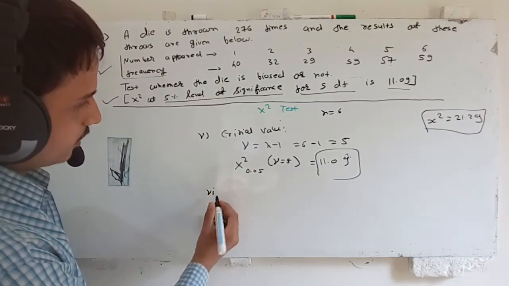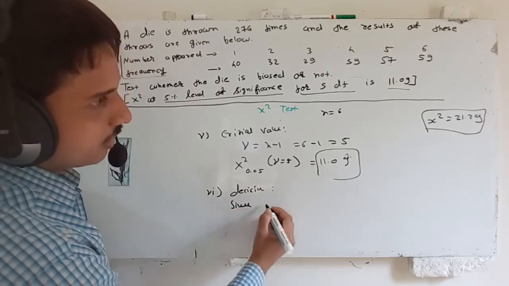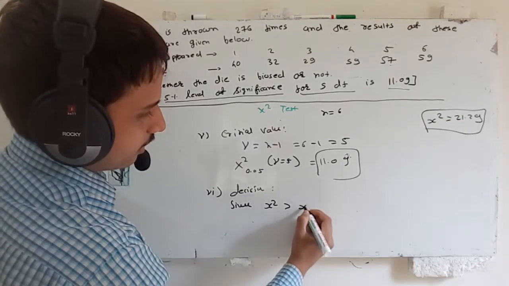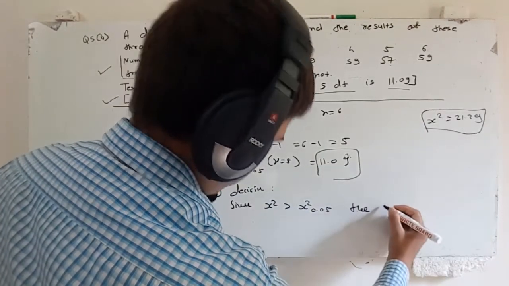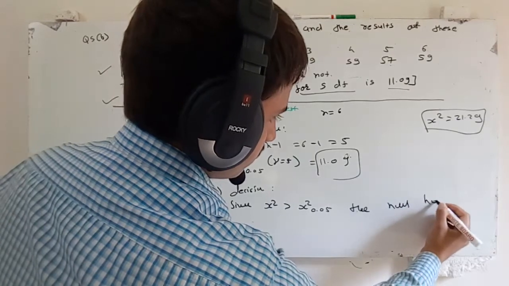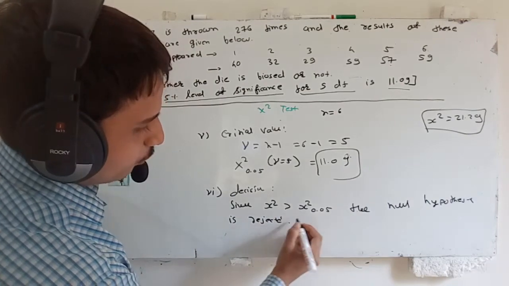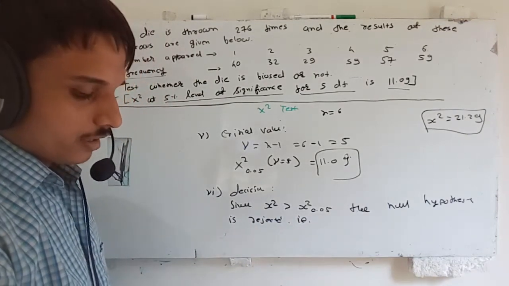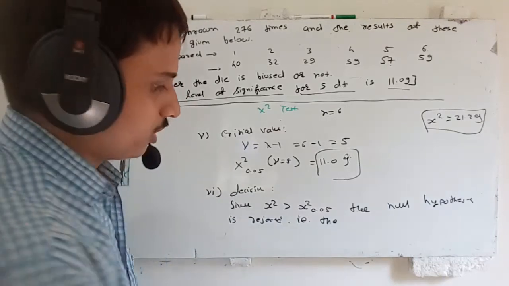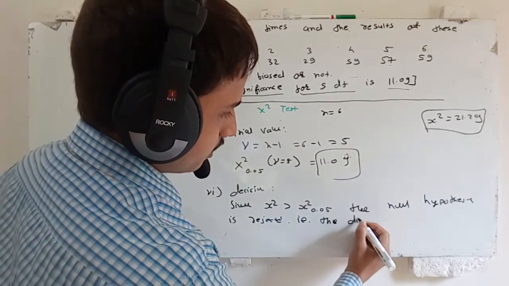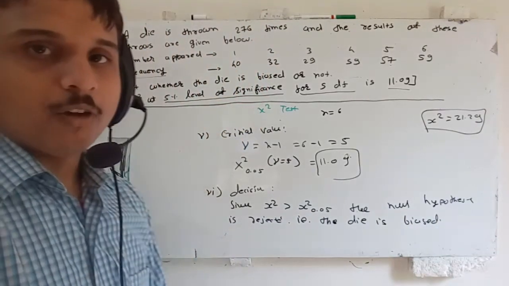So we will write our decision step, that is the last step. Since chi-square is greater than chi-square 0.05, the null hypothesis is rejected, and therefore we will assume the alternate hypothesis is true. So therefore the die is biased. So this is the end of our example.